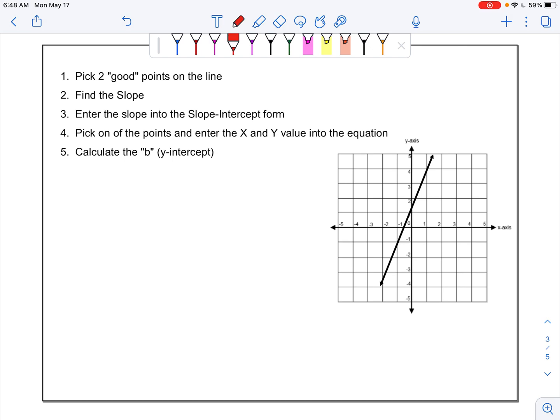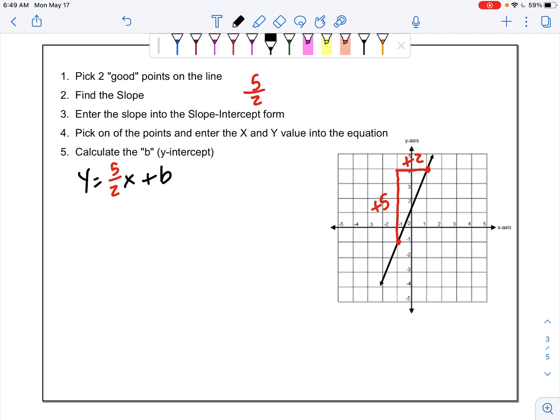Again, pick 2 good points. We're going to find slope. I'm going to pick this one and this one. So I'm going to rise 1, 2, 3, 4, 5. So my rise is a +5. And my run is a +2. So now I have y equals 5/2 x plus b. And remember, we're always going to leave it as a fraction.